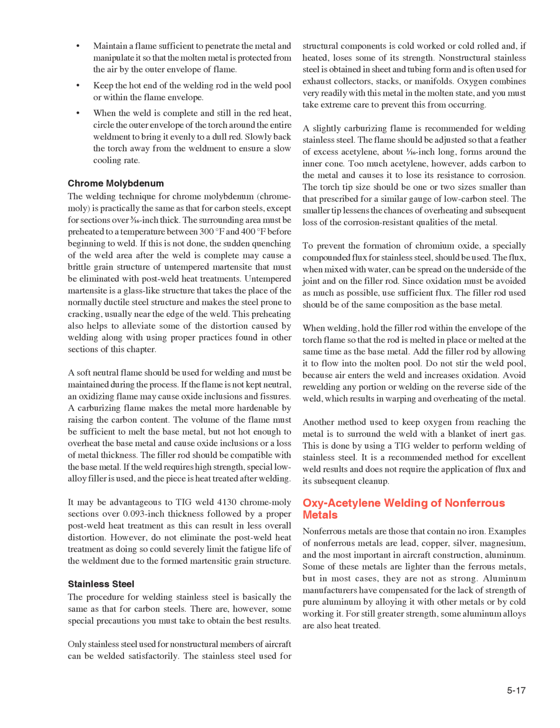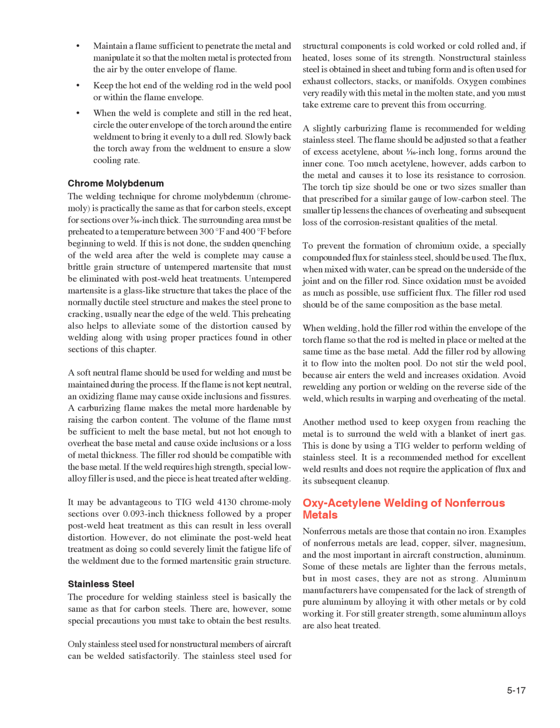Oxygen combines very readily with this metal in the molten state, and you must take extreme care to prevent this from occurring. A slightly carburizing flame is recommended for welding stainless steel. The flame should be adjusted so that a feather of excess acetylene, about 1/16 inch long, forms around the inner cone. Too much acetylene, however, adds carbon to the metal and causes it to lose its resistance to corrosion. The torch tip size should be 1 or 2 sizes smaller than that prescribed for a similar gauge of low carbon steel. The smaller tip lessens the chances of overheating and subsequent loss of the corrosion-resistant qualities of the metal.